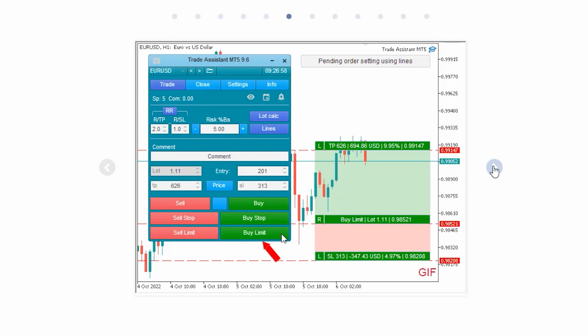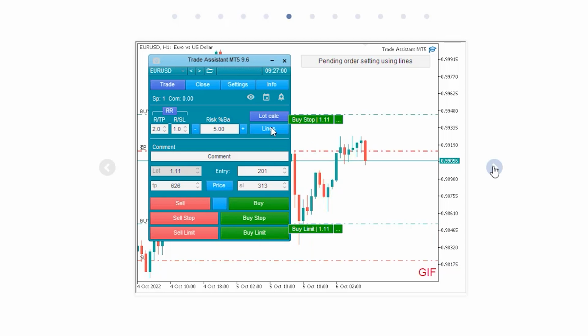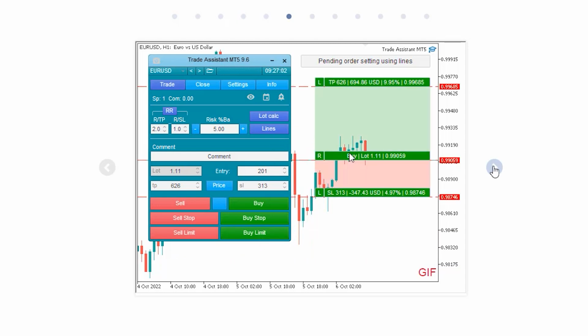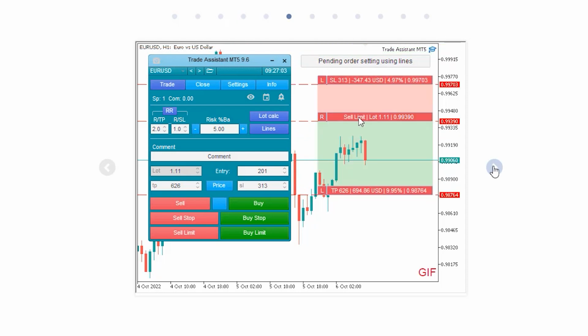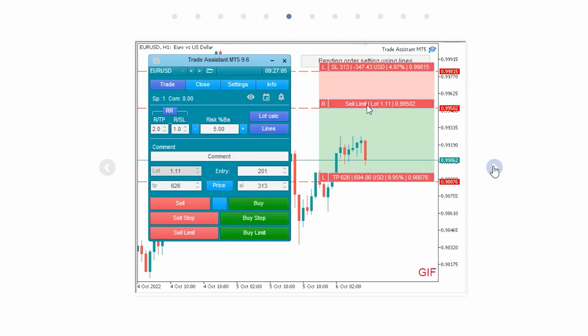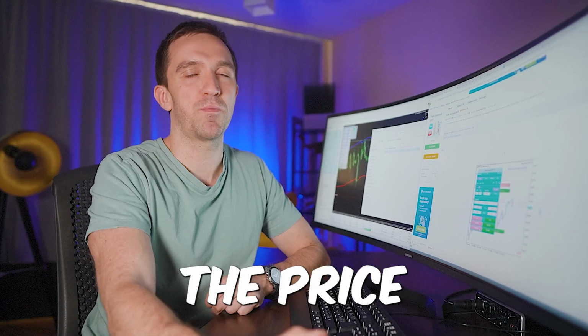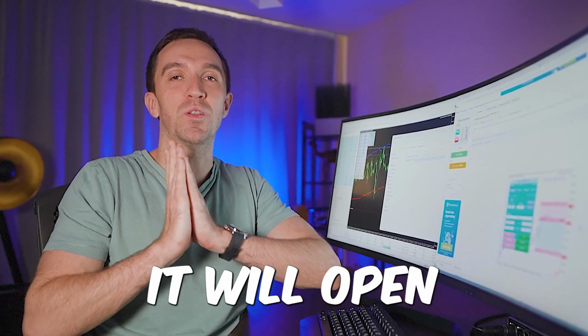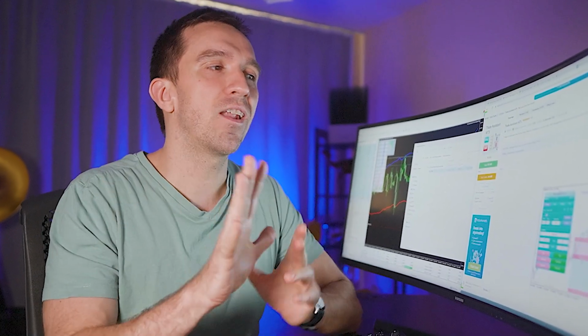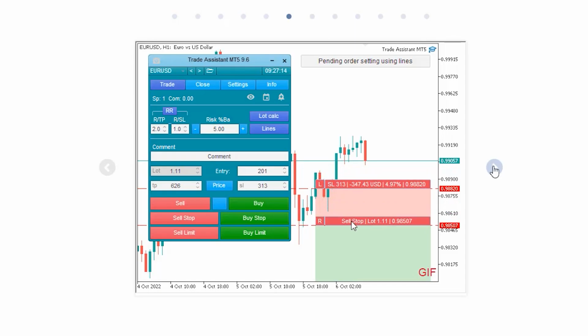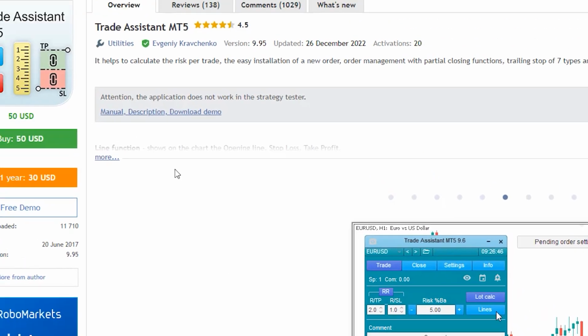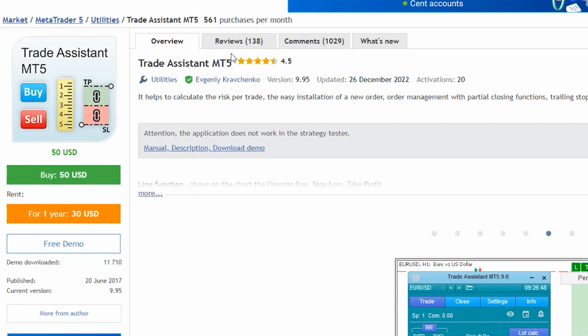You can set a buy limit, or you can actually set a higher position from the current price and set a sell limit. So whenever the price reaches a higher level, it will open the trade automatically, and all of that will be a tool displayed on the platform. Now this tool costs $50 and the reviews are really positive.